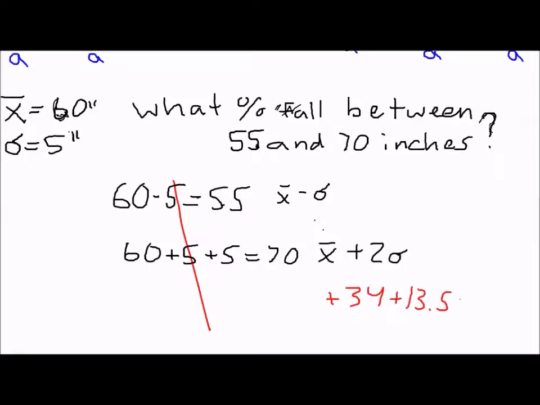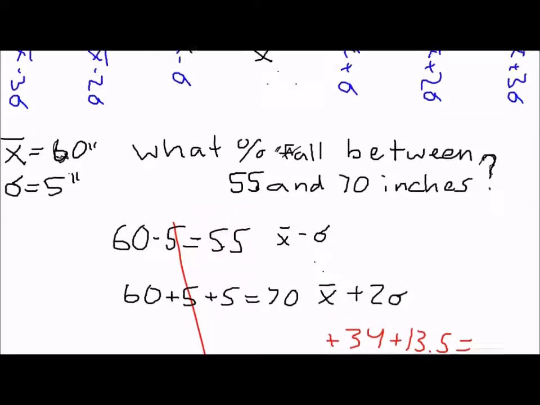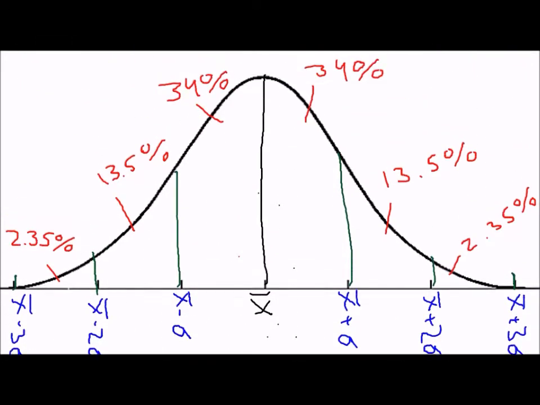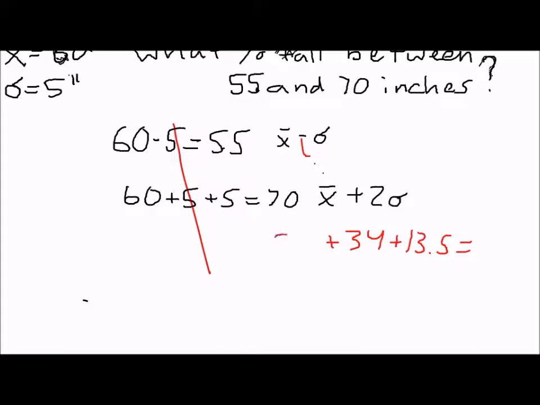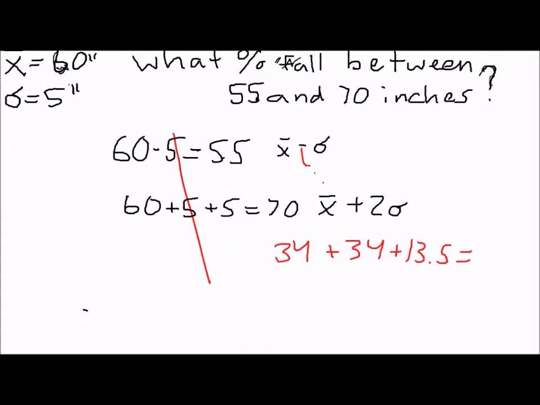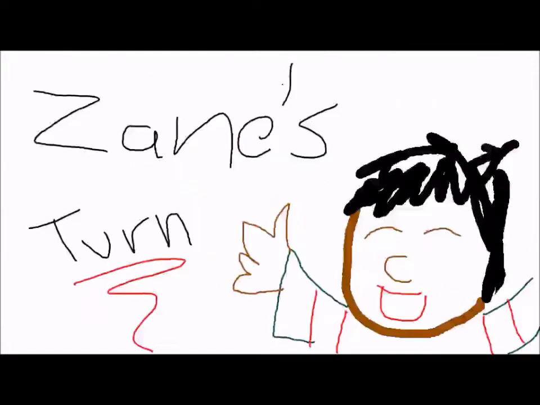And then we also have to go down, and since we're going down 1 standard deviation, that's 34 also. So then we'll add that to our equation, and we'll have 34 plus 34 plus 13.5, which is equal to 81.5. So 81.5% of the students fall between 55 and 70 inches.